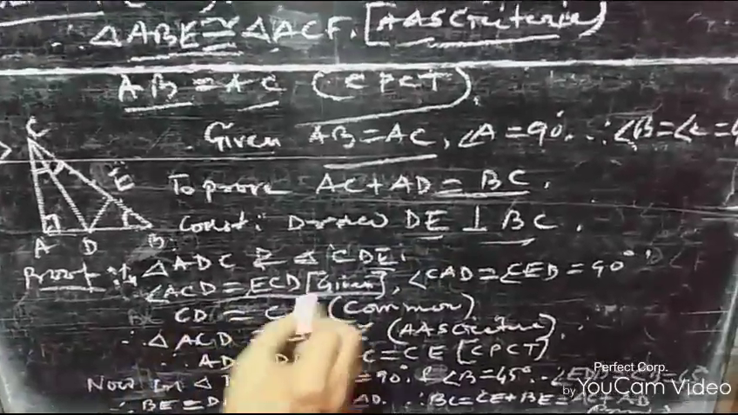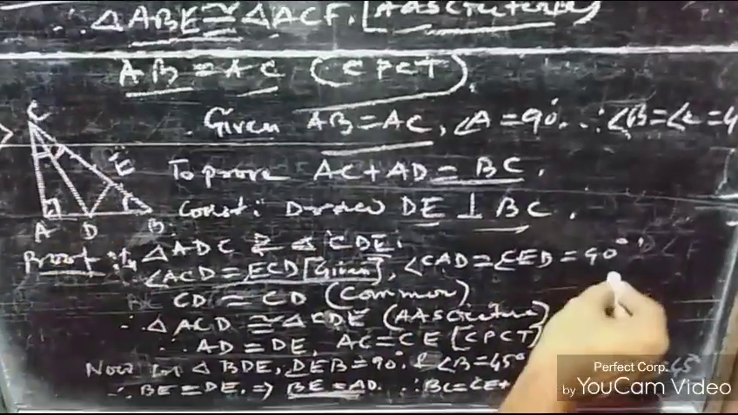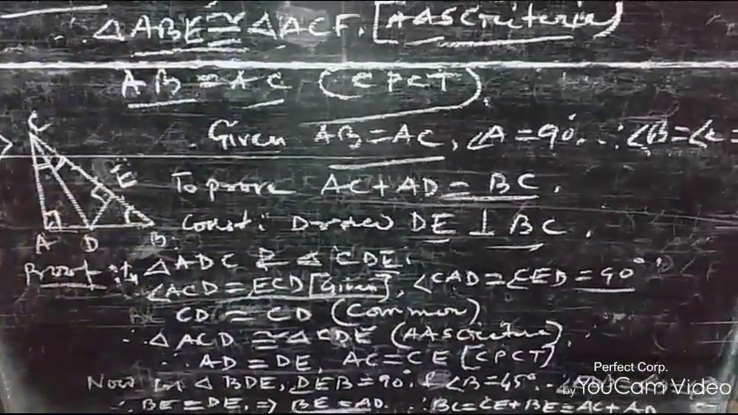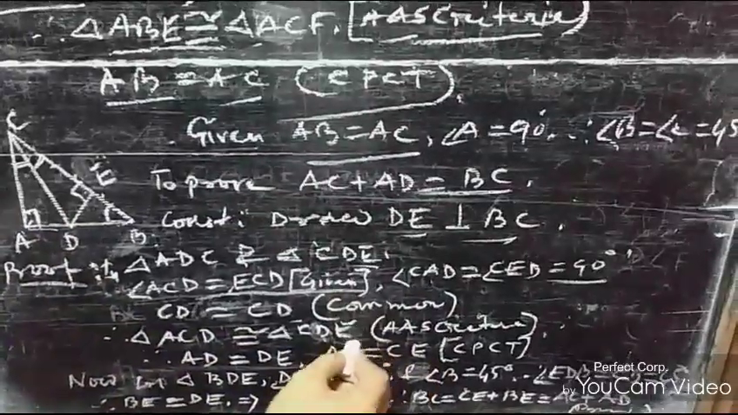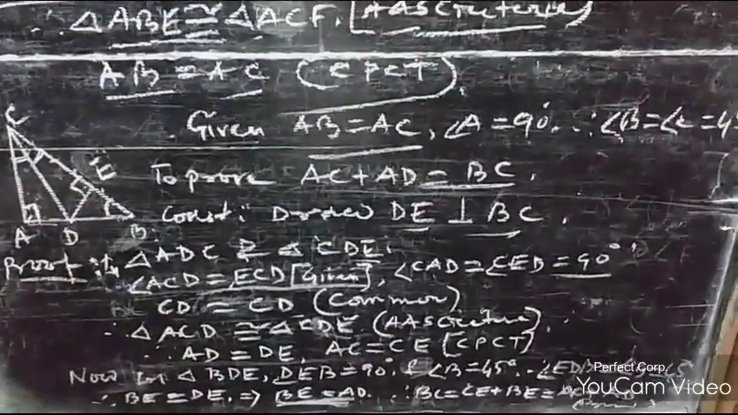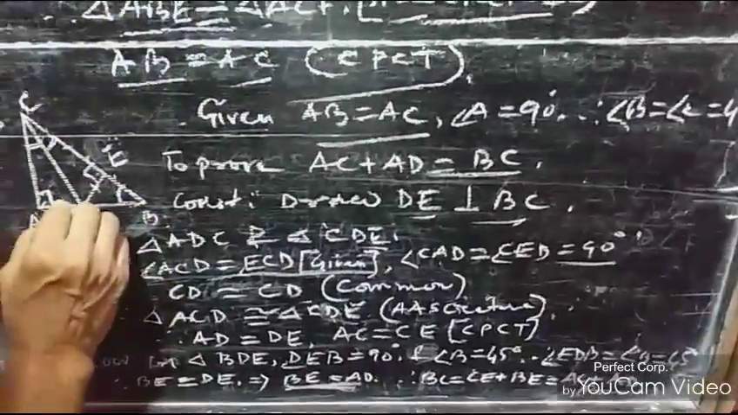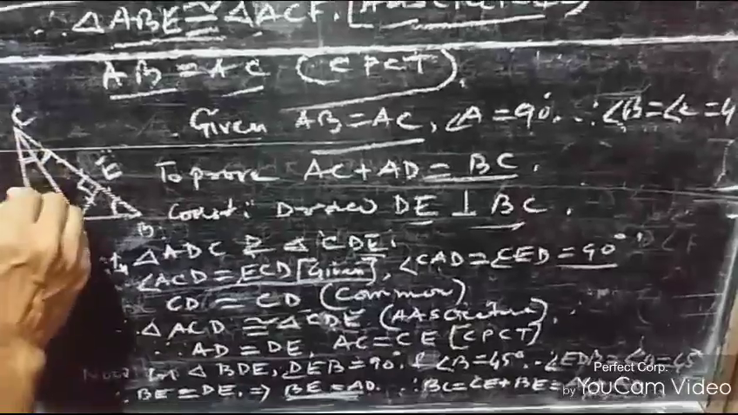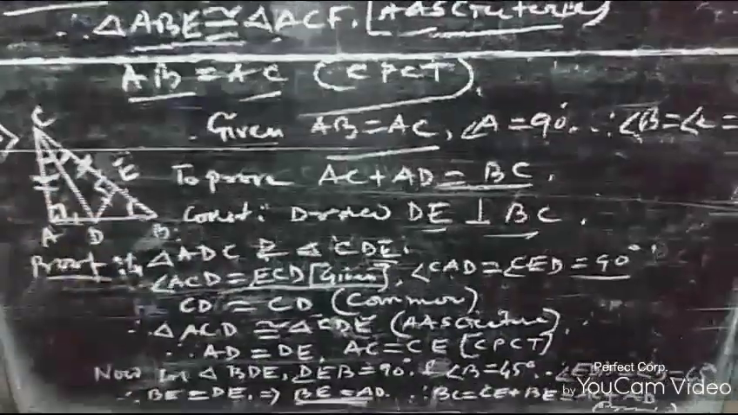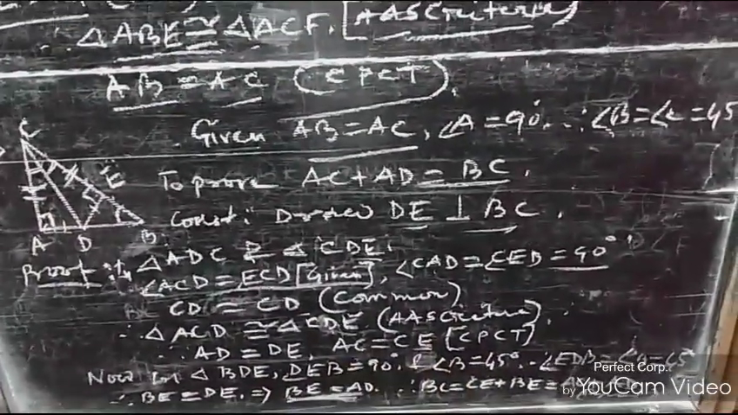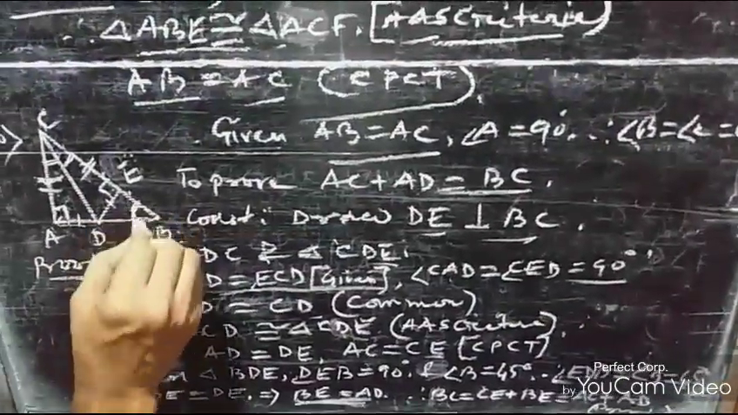Now angle CAD equal to angle CED, that is 90 degree. This is perpendicular, this is 90 degree, and CD is common. So this is actually angle side criteria. We can tell these two triangles are congruent to each other. Now if it is congruent, then AD equal to DE. These are corresponding sides, and AC equal to CE. You just take AC equal to CE.